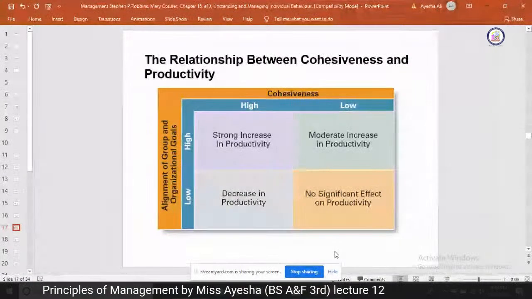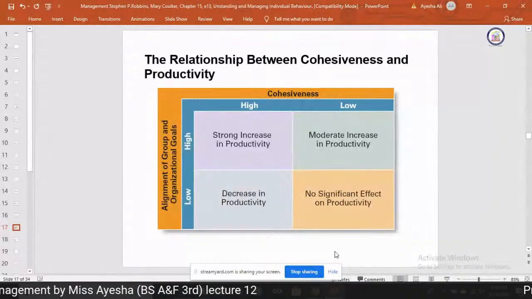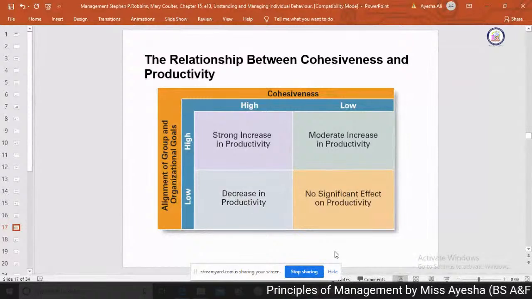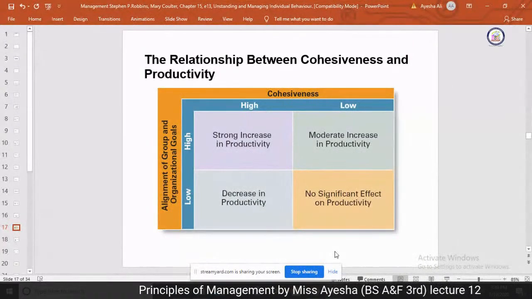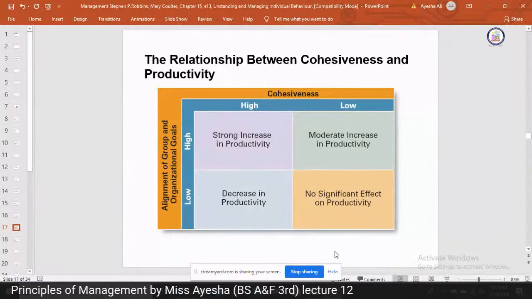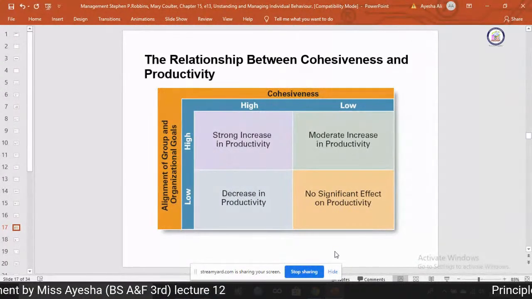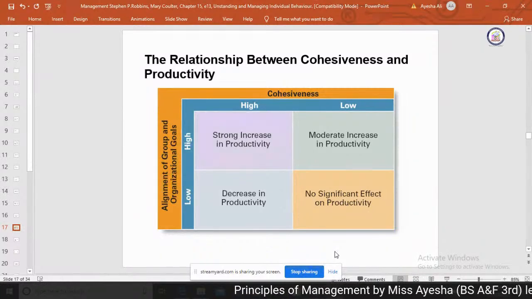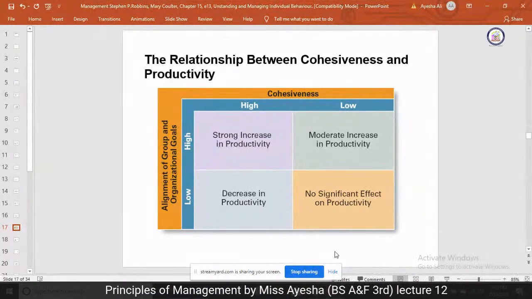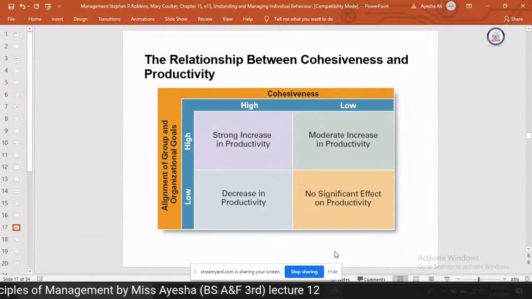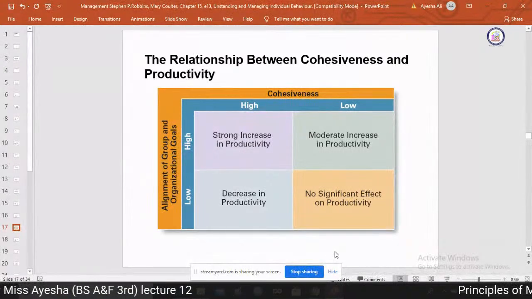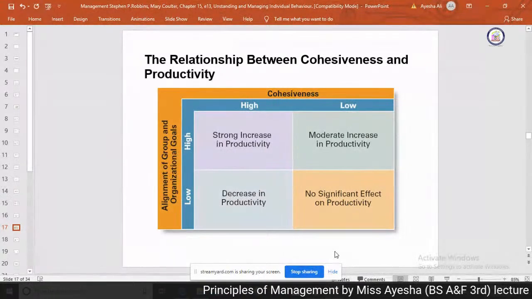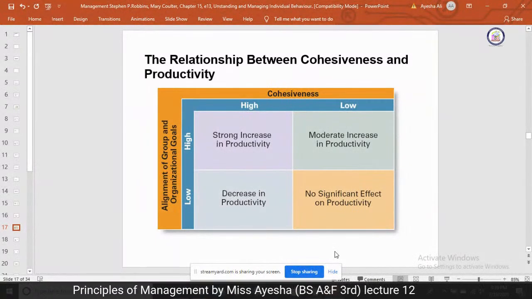When we have high cohesiveness and the alignment of group and organizational goals is high, we have a strong increase in productivity. And if the alignment of group and organization goals is low and we have high cohesiveness, ultimately we decrease the productivity because the goals of group and organization are not aligned.